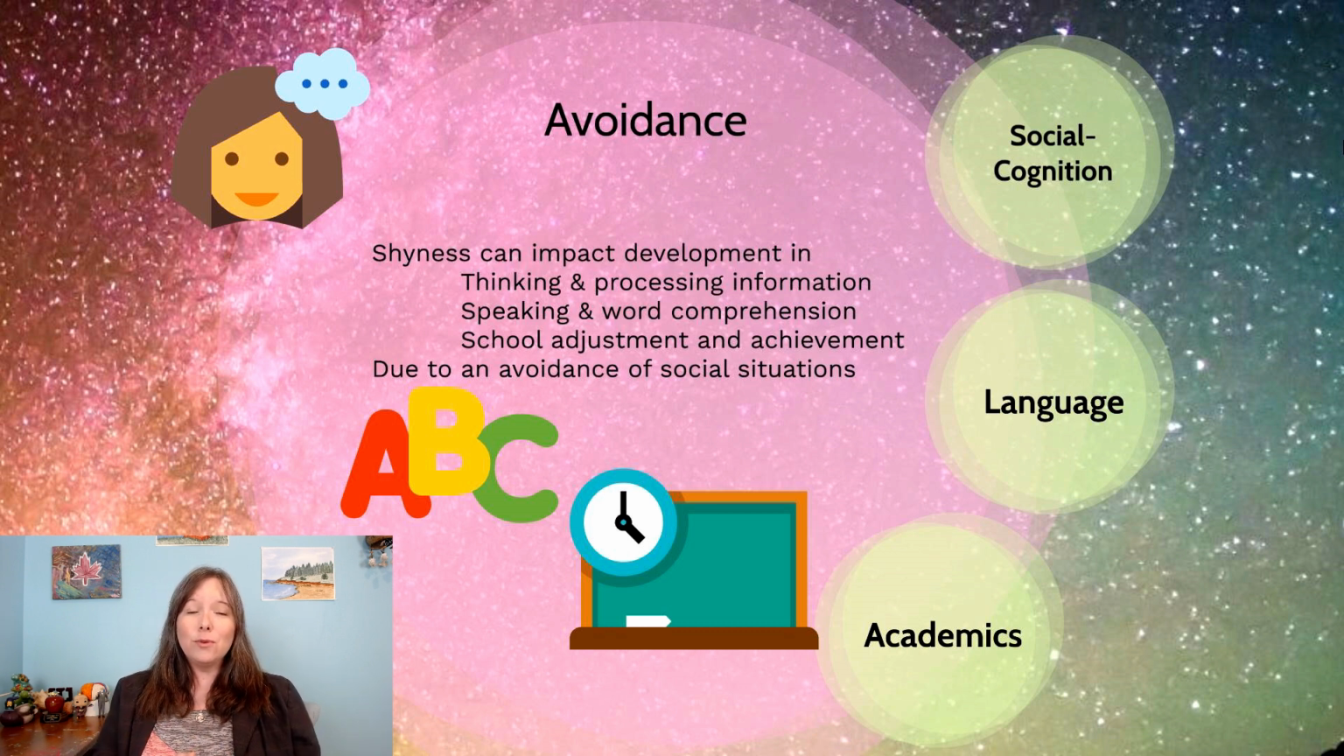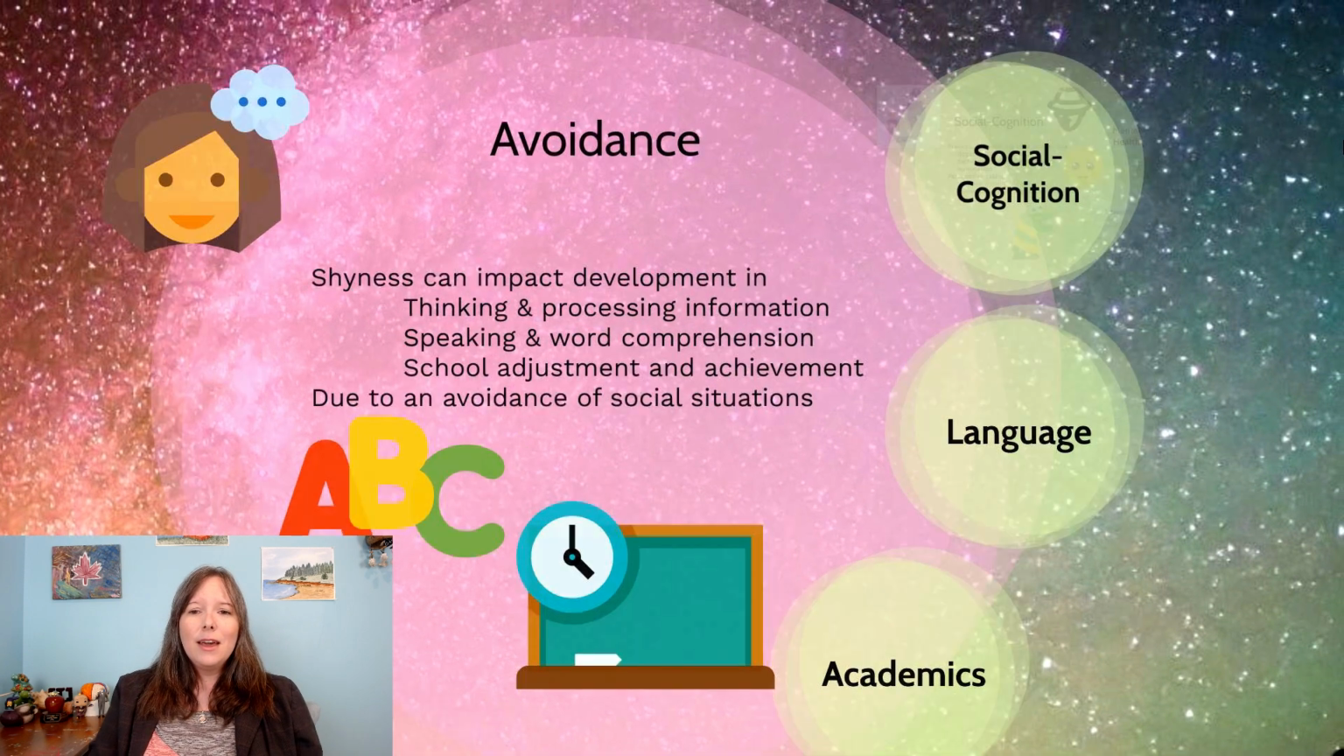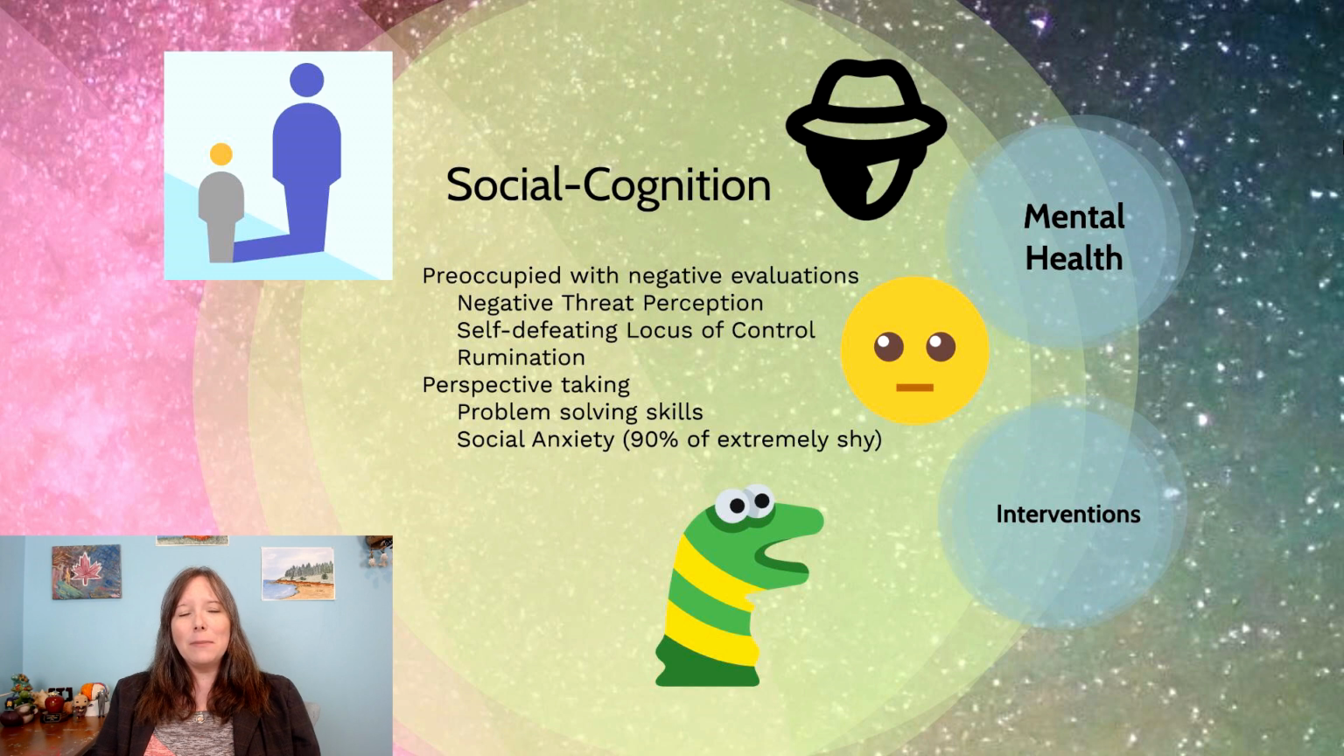Through avoiding social situations with their peers and with their friends, this tends to impact their cognitions, their linguistic development, and their academic development. So we're going to talk about this in a bit more detail. In terms of their cognitive development, we're really concerned about social cognition. So this is the thoughts about other people. We tend to find that kids that are in that high avoidance motivation, so the shy or the avoidant children, are very preoccupied with the negative evaluations of other people.